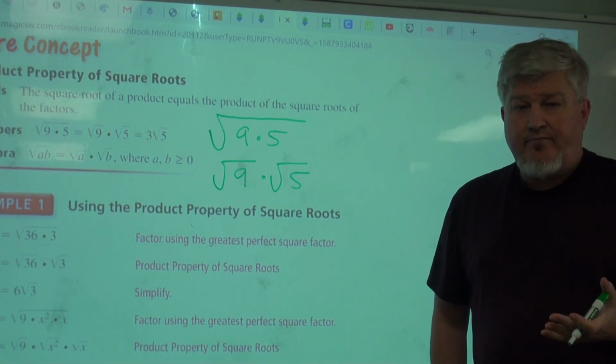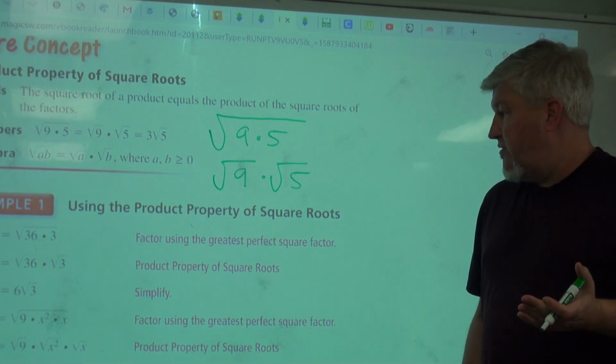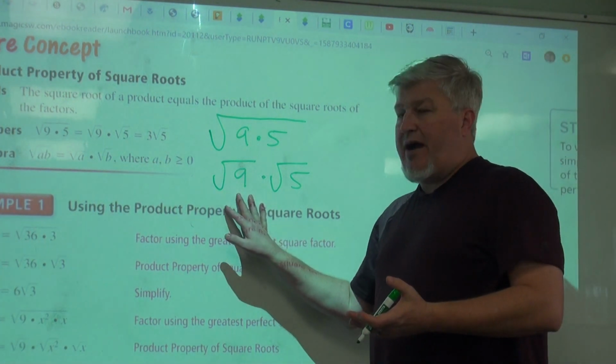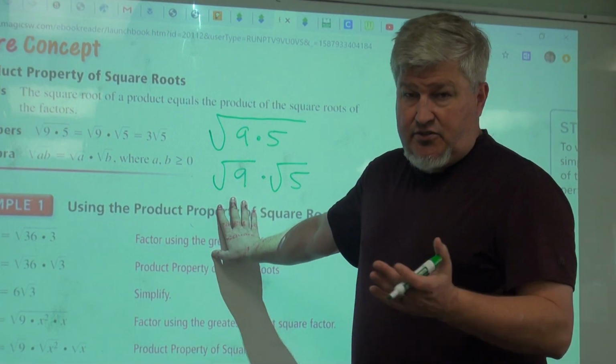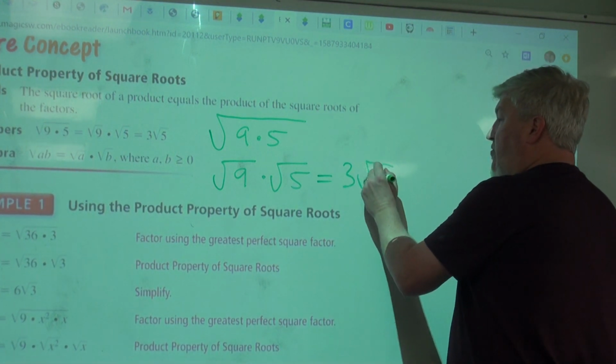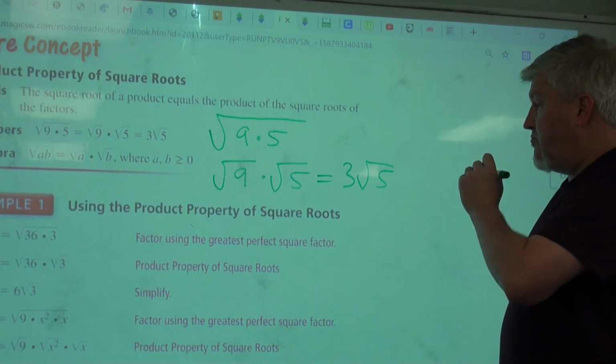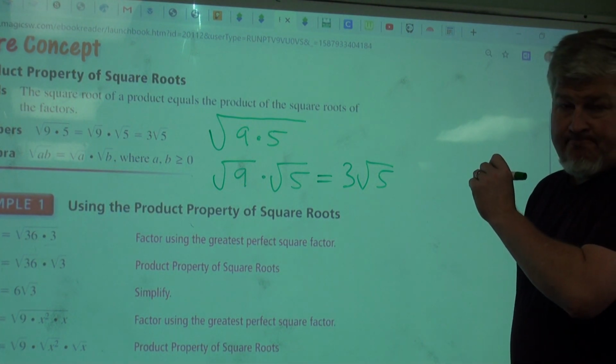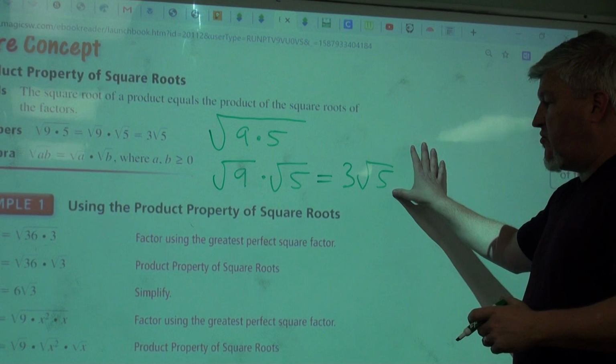Why do you do that? Because you can then reduce it, right? You all should know by now the square root of 9 is 3. So this can then be rewritten as 3 square root of 5. Okay? That's your introduction on how to reduce radicals.